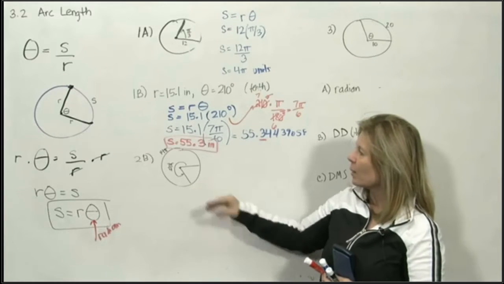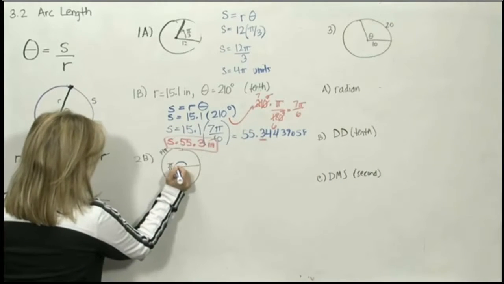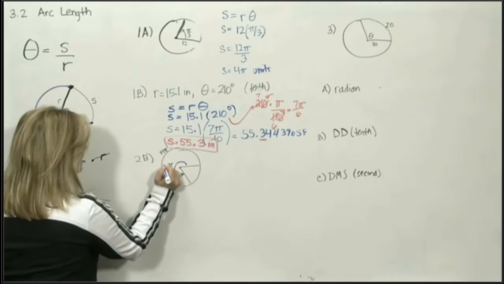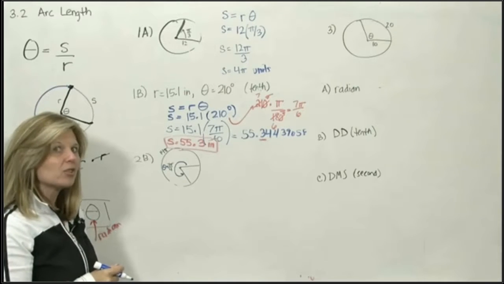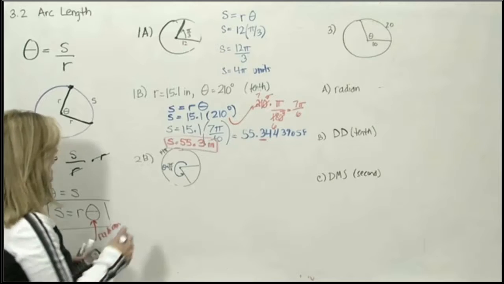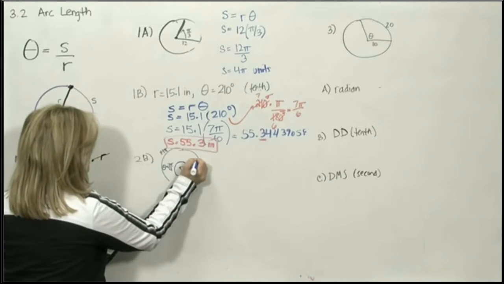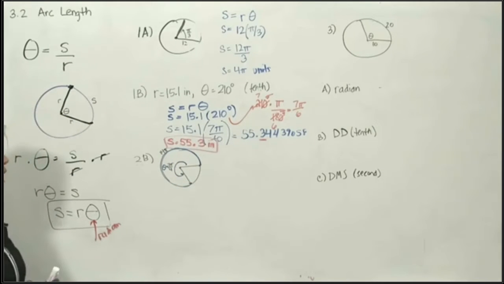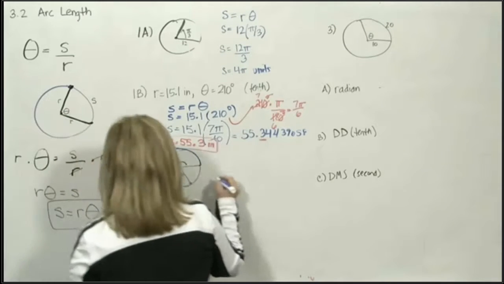2B, here's the diagram. Well, what information are they giving me in the diagram? Well, if you look, this arc is going from here to here. So they're giving you the measure of the angle. This is what theta is. Theta is 7 pi over 4. Is that in radians or degrees? Very good. That's a radian measure. Now, on the outside here, they're giving me 14 pi. 14 pi is the length all the way around, which is the length of the arc. So we have S and theta.